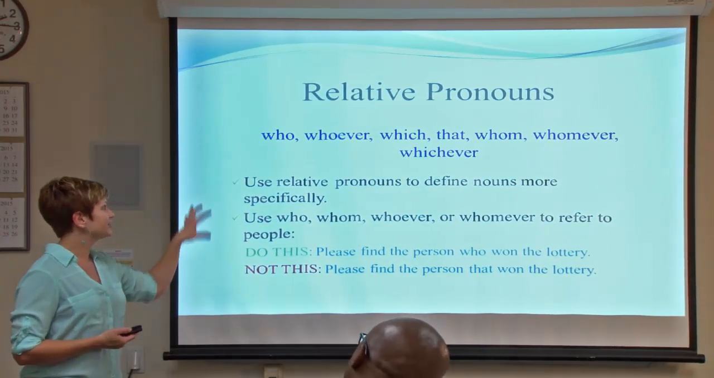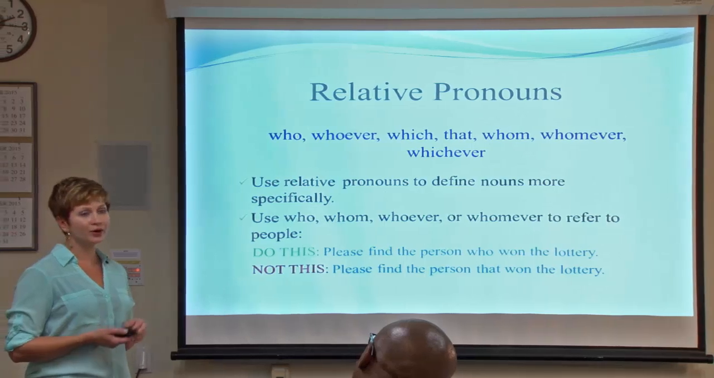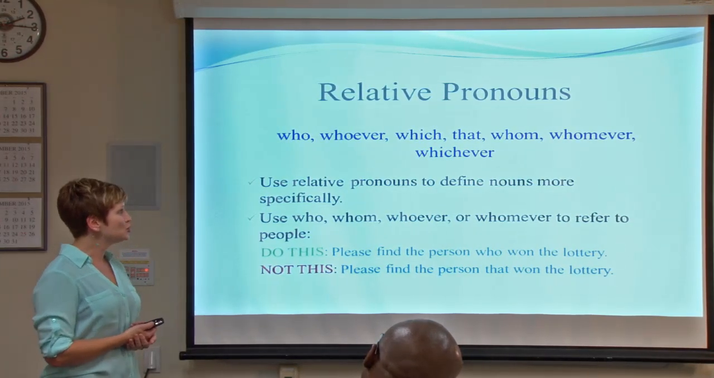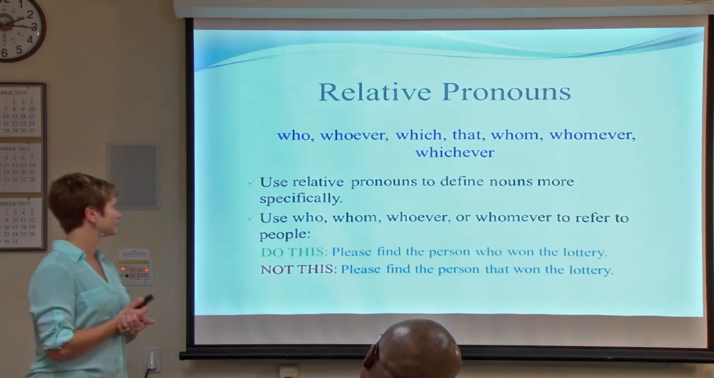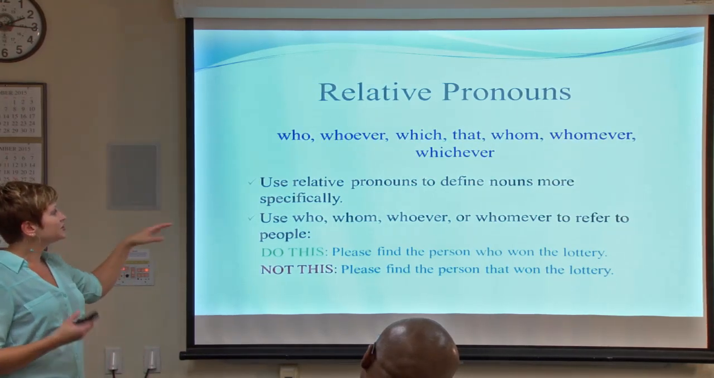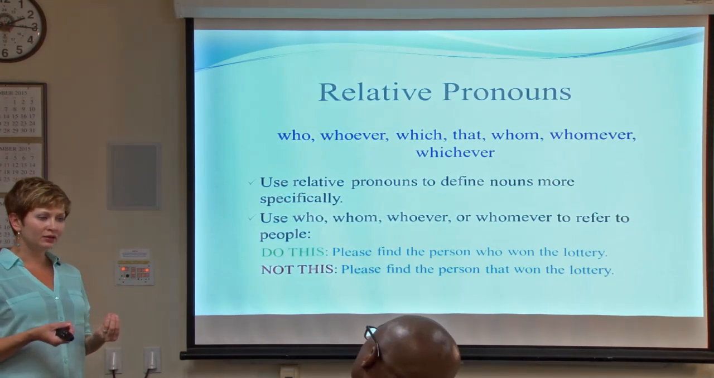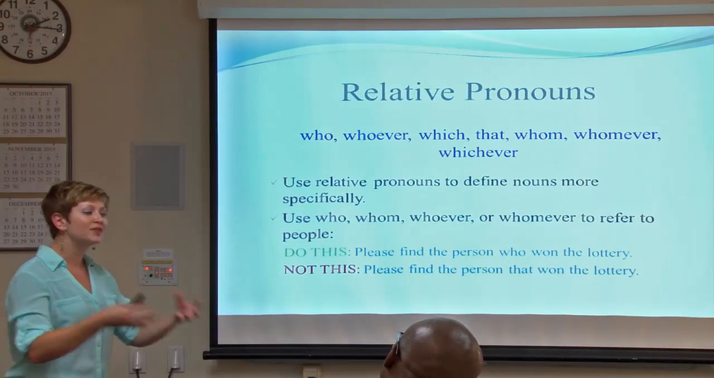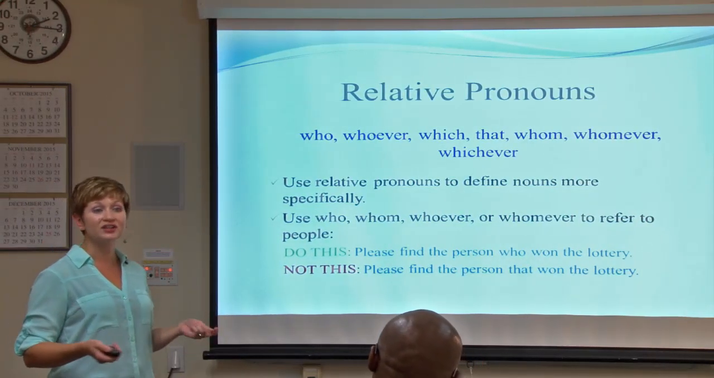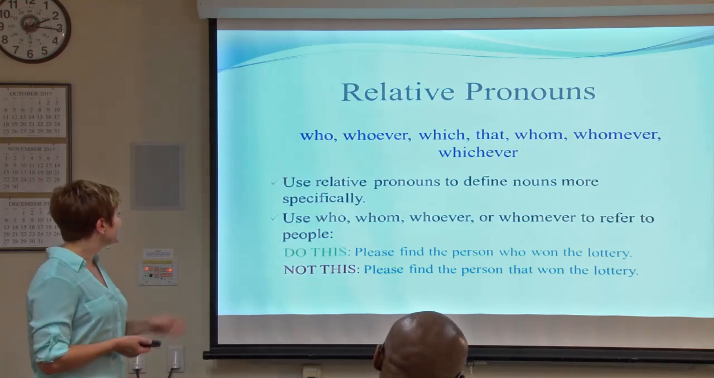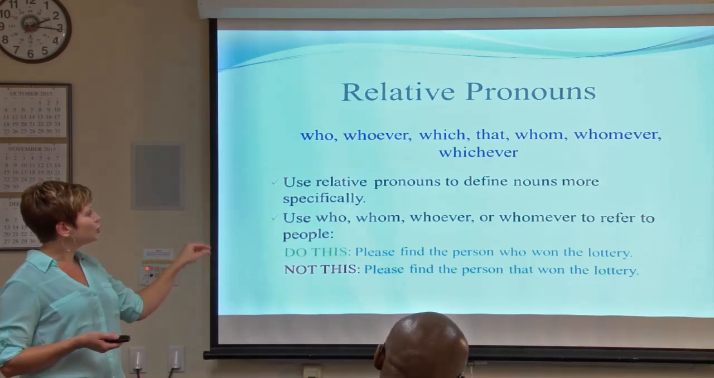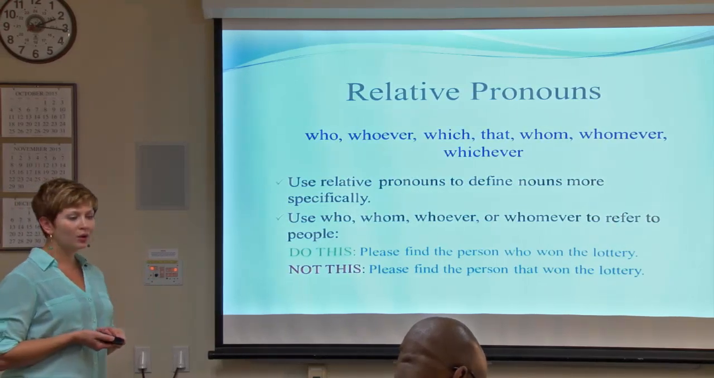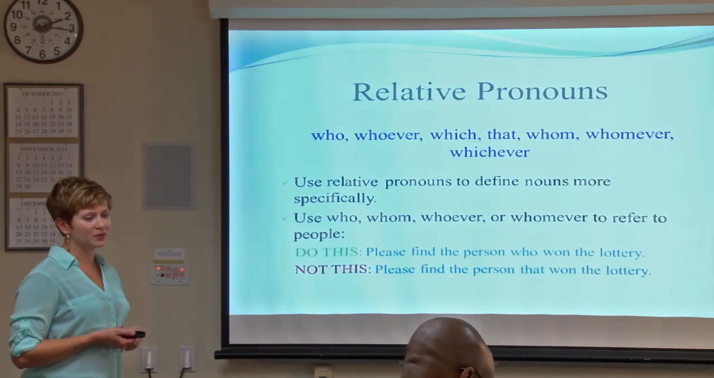So here are some relative pronouns: who, whoever, which, and that, which we will focus on in a little bit, whom, whomever, and whichever. So use relative pronouns to define nouns more specifically. So you're going to either give extra information or just a bit of information so I understand what the subject is or the object. So use who, whom, whoever, and whomever to refer to people. Always, always, always use these to refer to people.